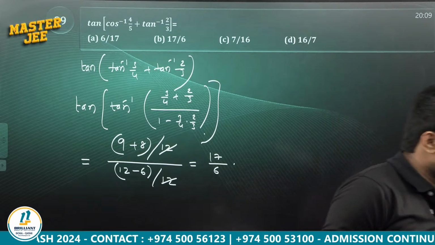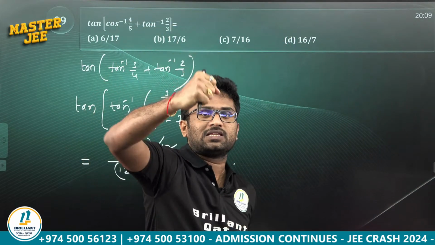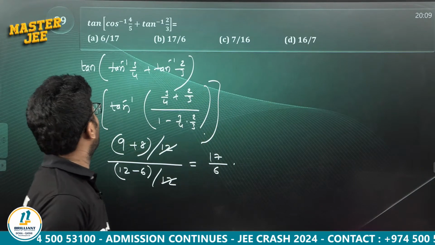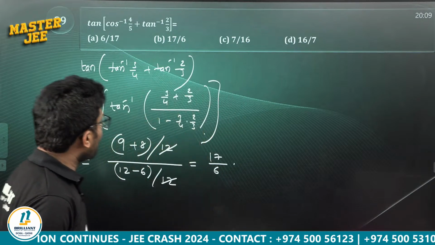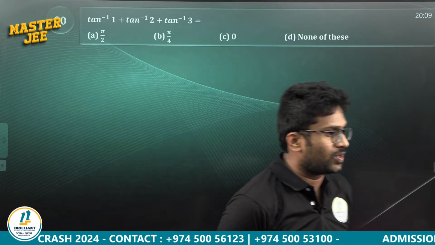Yes, yes, Ashmita, super. Yes, Shiny, super. Hanna, super. Karthik, super. Extraordinary. 17 by 6 is going to be our final answer. Khatam. Last question for today's session, guys.